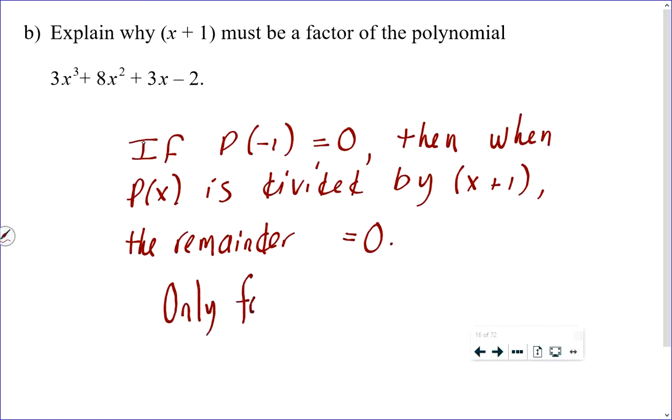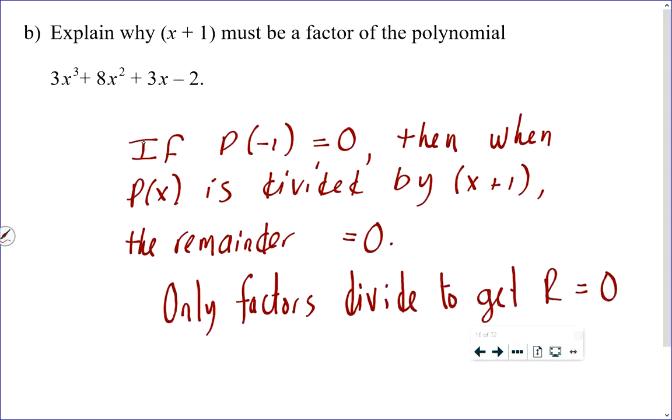Only factors divide to get a remainder of 0. Now this goes back to the 26 over 3, I think, that we started with yesterday. 3 is not a factor of 26, because when you divide 26 by 3, you get a remainder of 2, I think it was. Yeah, 8, remainder 2. Whereas 6 is a factor of 24, as a different example, because when you divide 24 by 6, you get exactly 4. You don't get 4 point something, you don't get 4 remainder something. Are you with me here?